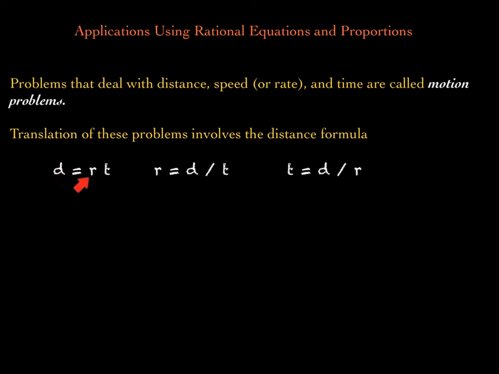Translation of these problems involves the formula called the distance formula, which is distance is equal to rate times time. That is to say, distance is equal to the product of the speed and the time. Two alternative formulas can be considered: rate, or the speed, is equal to the quotient of the distance and the time. Time is equal to the quotient of the distance and the rate, or the distance and the speed. Which formula we will use depends on the actual problem.